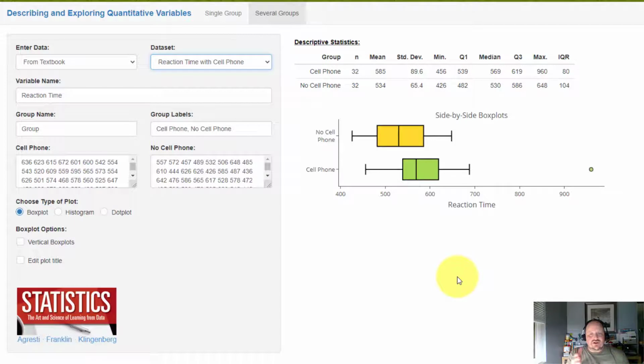So what I can look at and see is that I do see an outlier here with the second set of data. That outlier is letting me know that there's at least one person who is way off with reaction time when they're on their cell phone. So maybe we don't want them driving ever with their cell phone. That would be extremely safe.